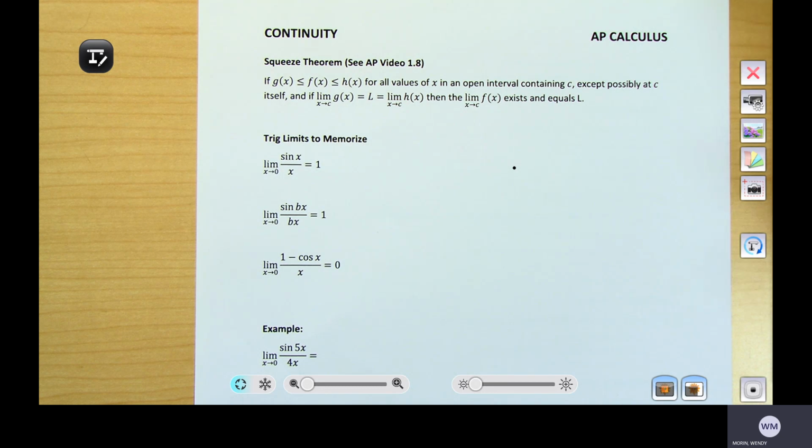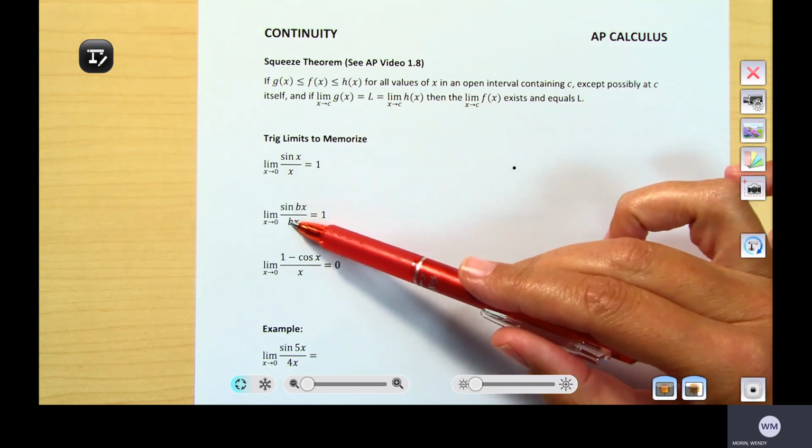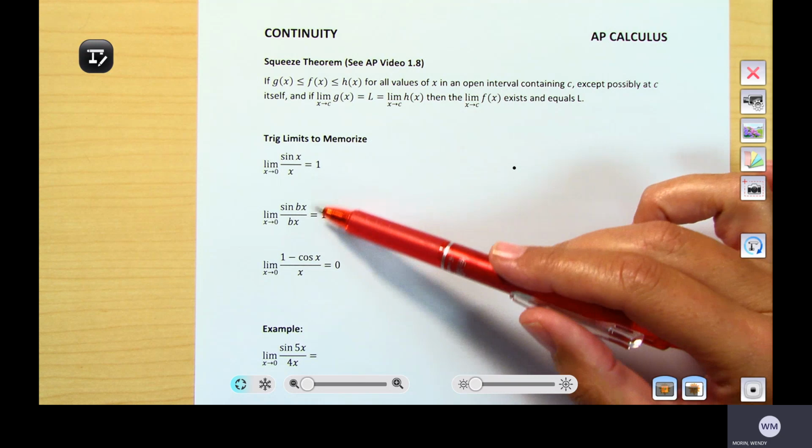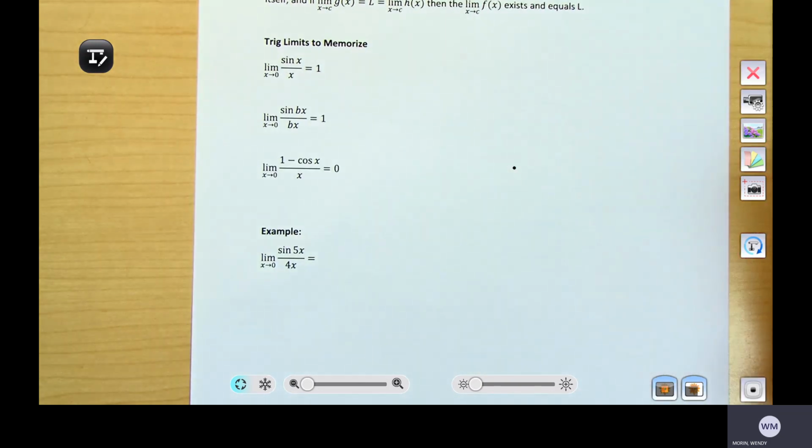And then last but not least, some trig limits to memorize. All of these can be proved. They are proved in the textbook through a process. The good news is you don't have to show me the work. You don't have to prove it. You just get to memorize it. Okay, so all of these are true. This b value, if this is the same and this is the same, so if that's a 3 and that's a 3, your limit is still equal to 1. 1 minus cosine x over x is equal to 0. So those may become useful to you when we're simplifying limits.